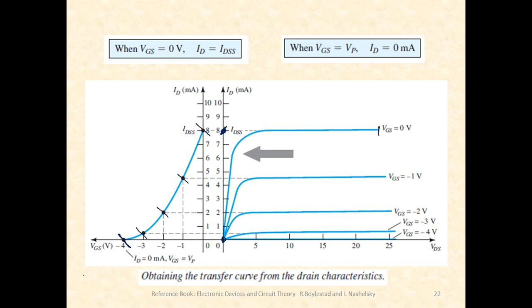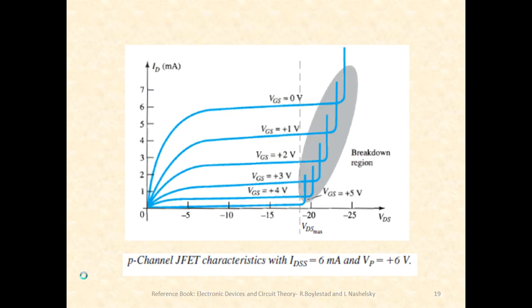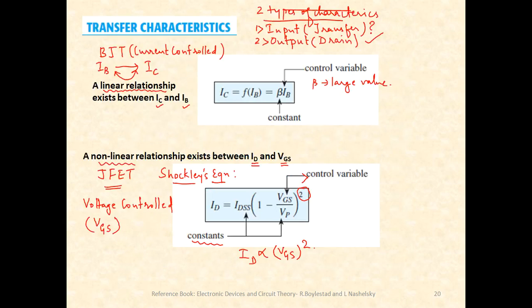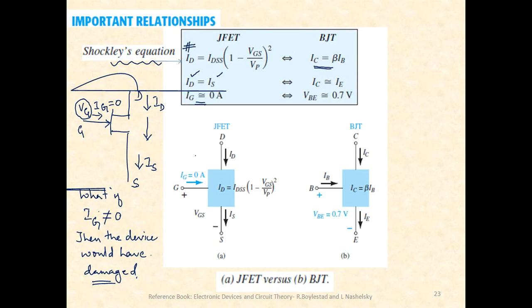And why is it so? Let me very quickly go back to one of the slides which shows the construction. Here itself, it is very clearly mentioned IG is equal to 0 amperes. If IG was not equal to 0 amperes, that would have meant that a horizontal current is flowing through the depletion region, which is wrong. Current will never flow through the depletion regions. It only flows from source to the drain. So going by that, you will have to understand that the gate current will always be 0 for a JFET.